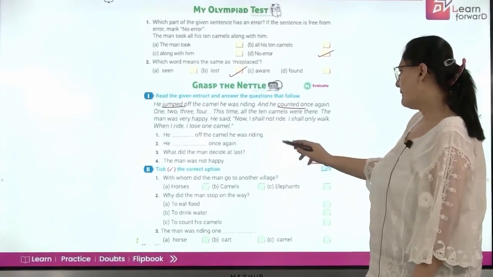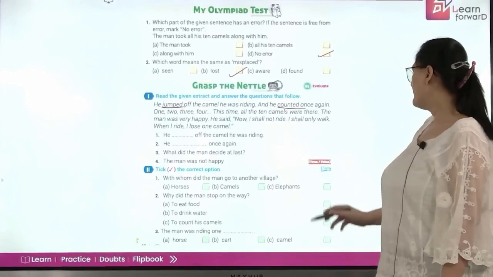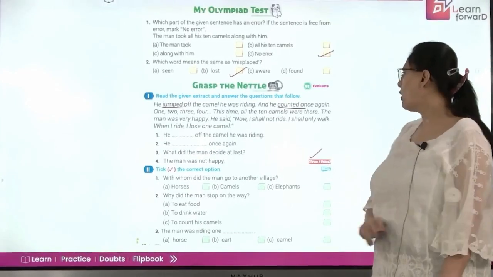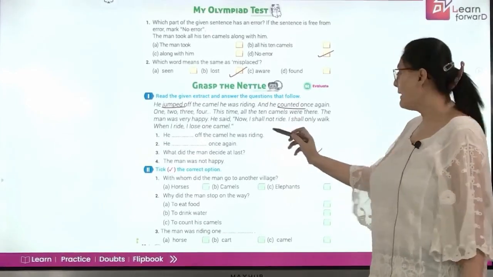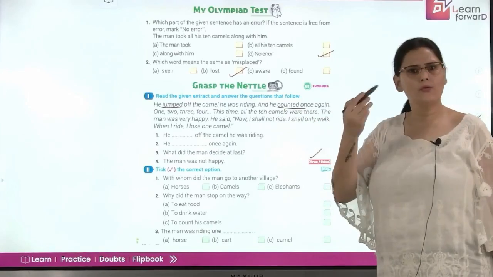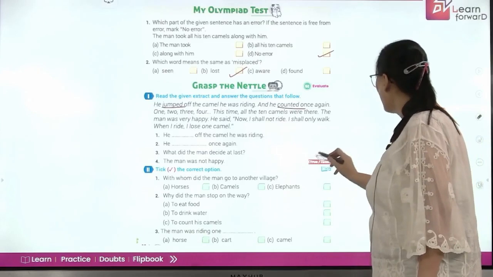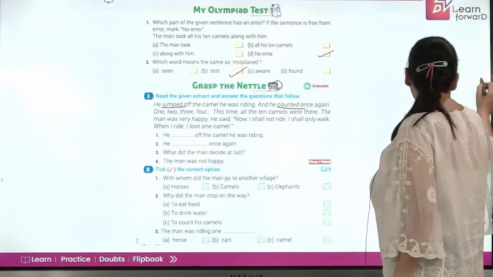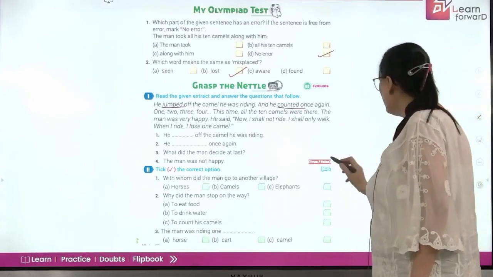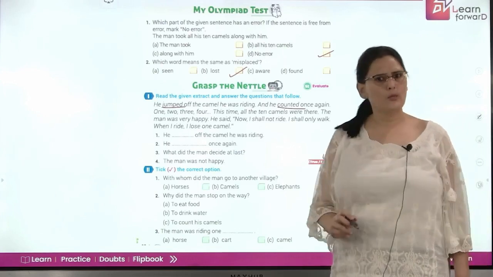What did the man decide? Okay, the man was not happy. Yes, but here they have said the man was happy because finally he was able to get the camel which was missing. So yes, the man was happy. Earlier the man was unhappy because one camel was missing.